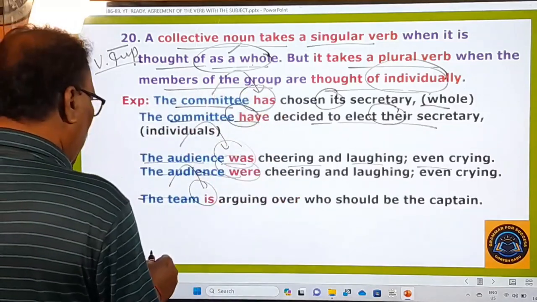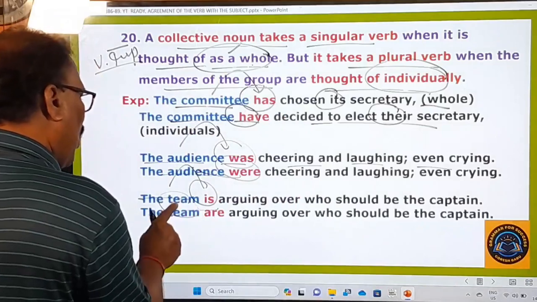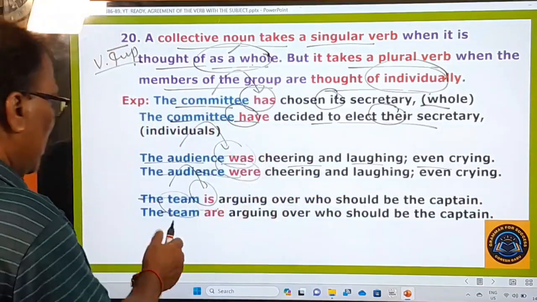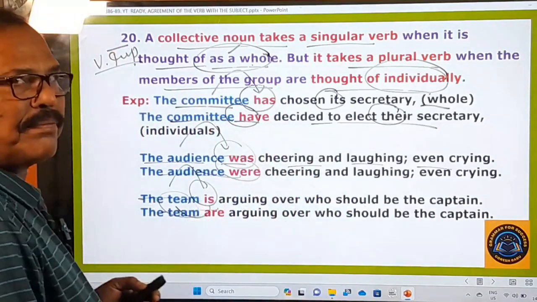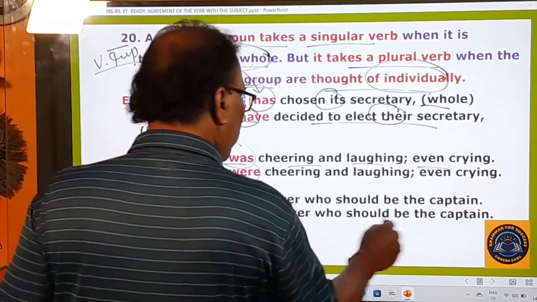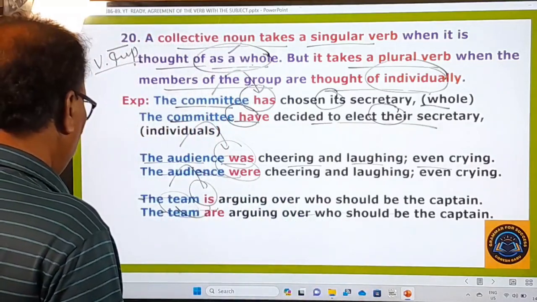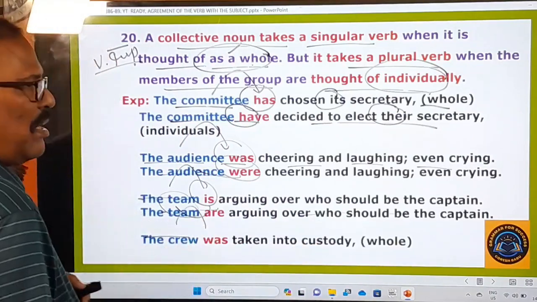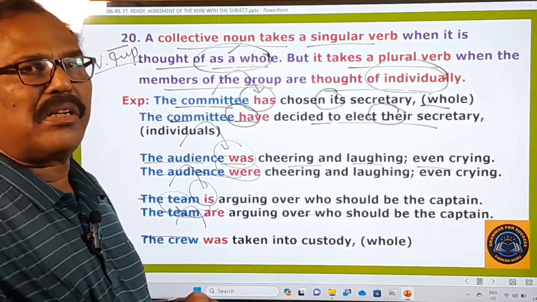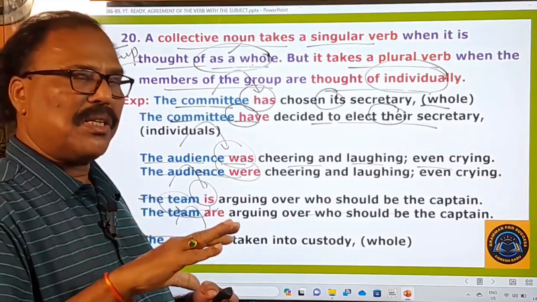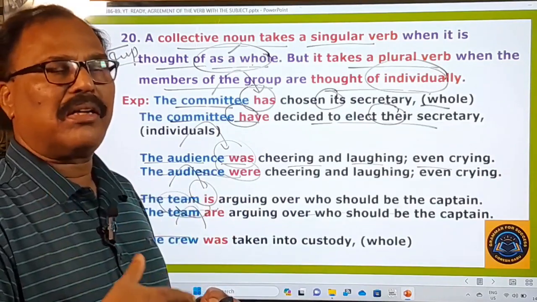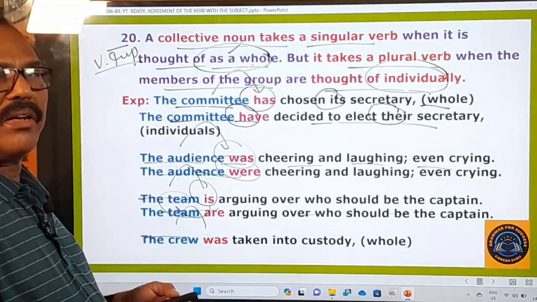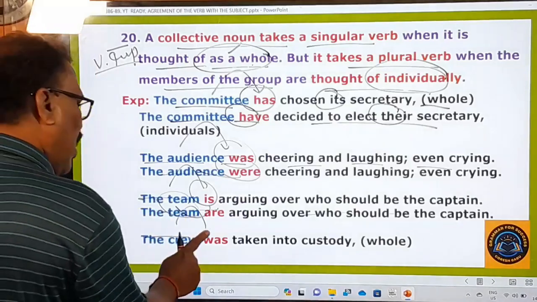But here, what is it? The team are. That means you are not thinking of the team as a whole, but you are thinking of the members of that group individually, and that's why you are saying the team are. The team are arguing over who should be that, right? One more example I think I have given you. The crew was taken into custody. The crew means the persons who work on a ship or a flight. All those persons are called a crew. A group of persons who work on a ship or a flight, right? And here the crew was taken into custody.